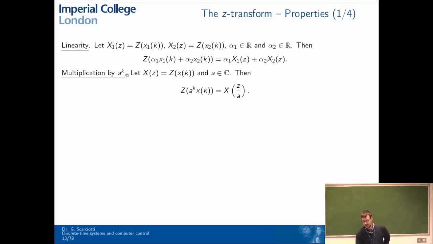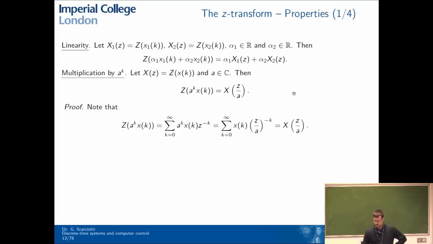Let's say that we can compute the Z transform of the sequence x of k. We know this Z transform, and it is capital X of z. Now, without doing the computation again, we can claim that the Z transform of x of k multiplied by a power k is just the same Z transform, the one that we have just computed, replacing z with z divided by a. The proof is quite straightforward and is here.